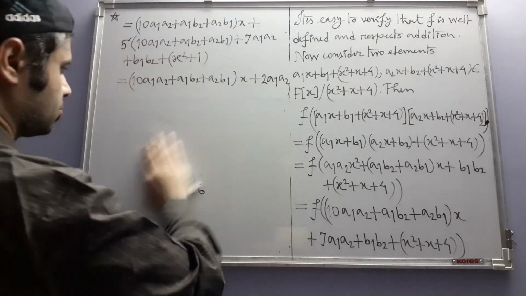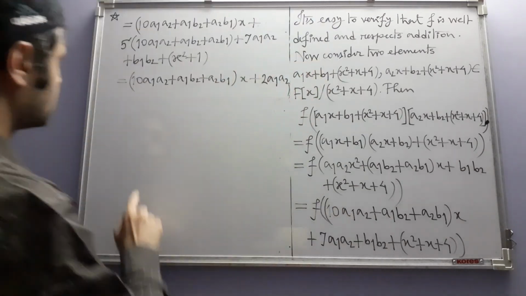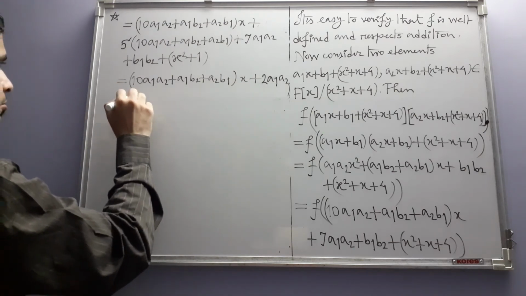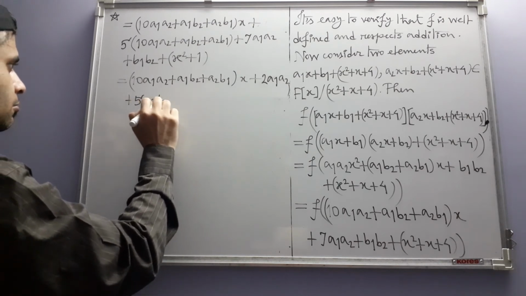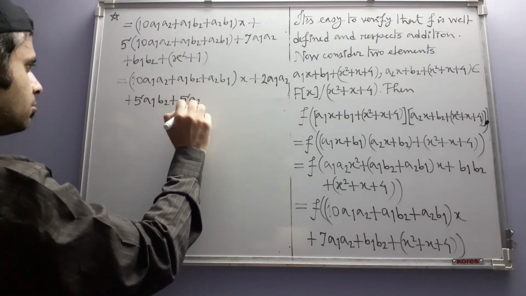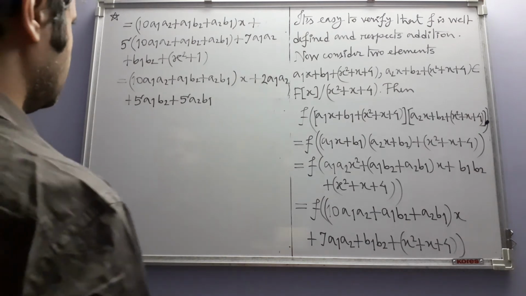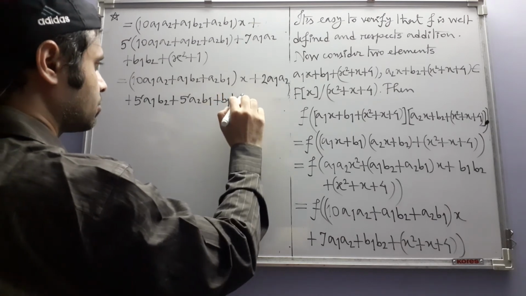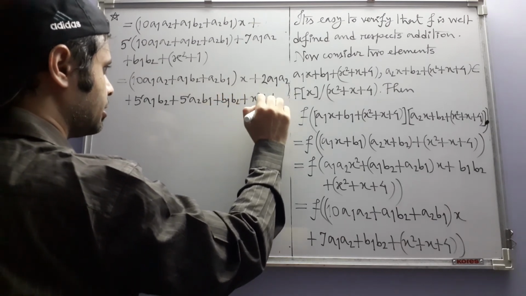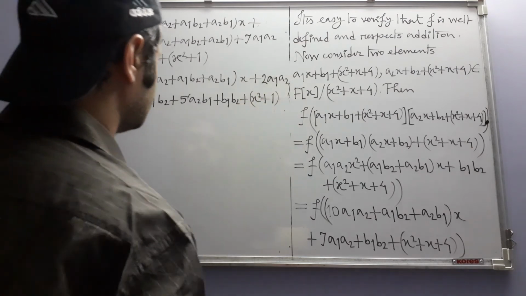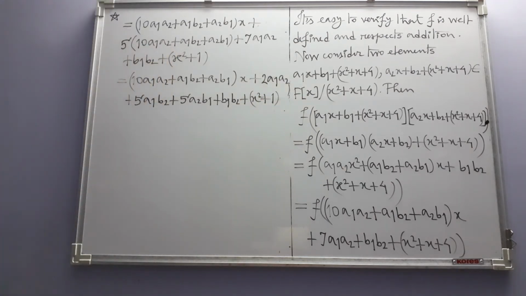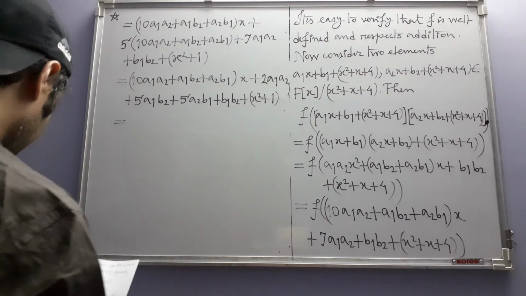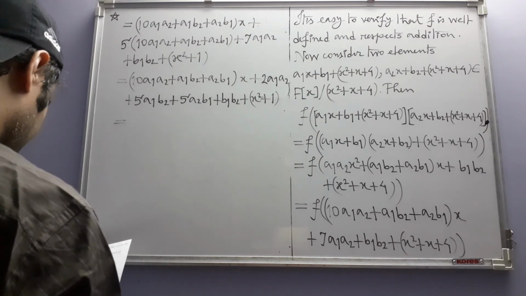Then 5 a1 b2 will stay like that, plus 5 a2 b1, and b1 b2 plus the ideal generated by x square plus 1. Okay, now in place of these things we can write another coset, and that is this.